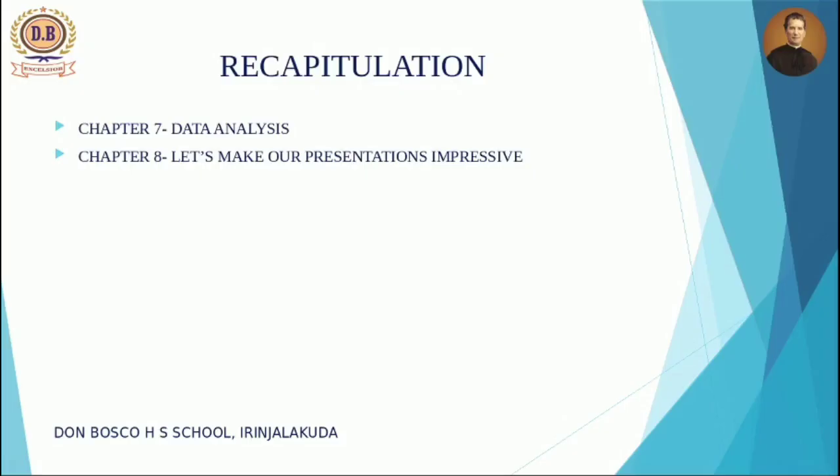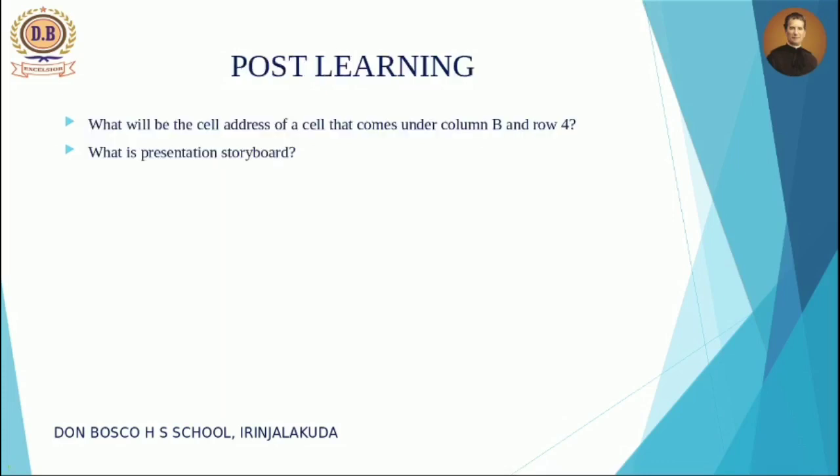So today we have revised chapter 7 data analysis, in which we have learned about the spreadsheet software LibreOffice Calc, and we have revised chapter 8 let's make our presentations impressive, in which we have learned about the presentation software LibreOffice Impress. So you have a homework. First question is, what will be the cell address of a cell that comes under column B and row 4? Then second question, what is presentation storyboard?